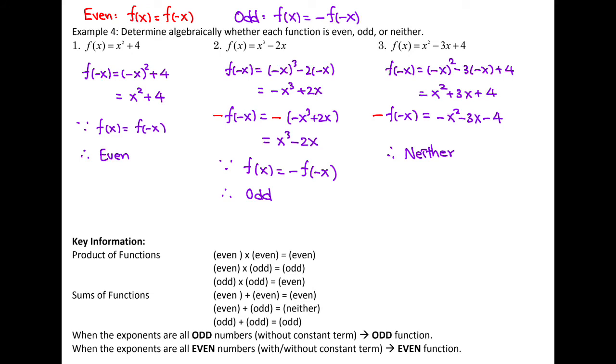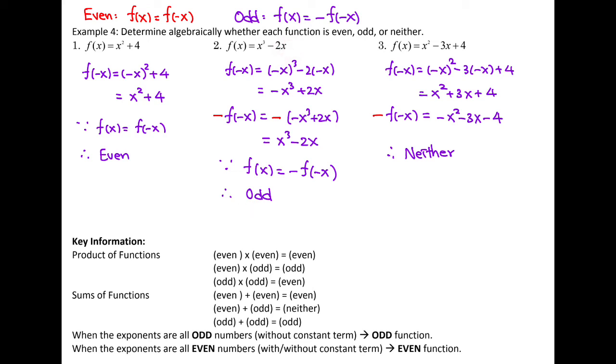Let's do a shortcut. When all the exponents are odd numbers and without the constant term, then it is an odd function. When the exponents are all even numbers, with or without a constant term, it will be an even function. So let's look at example 1. We have an even exponent with a constant term. Therefore, it is even. Question 2. The exponents here are 3 and 1. They are both odd and there is no constant term. Therefore, odd.